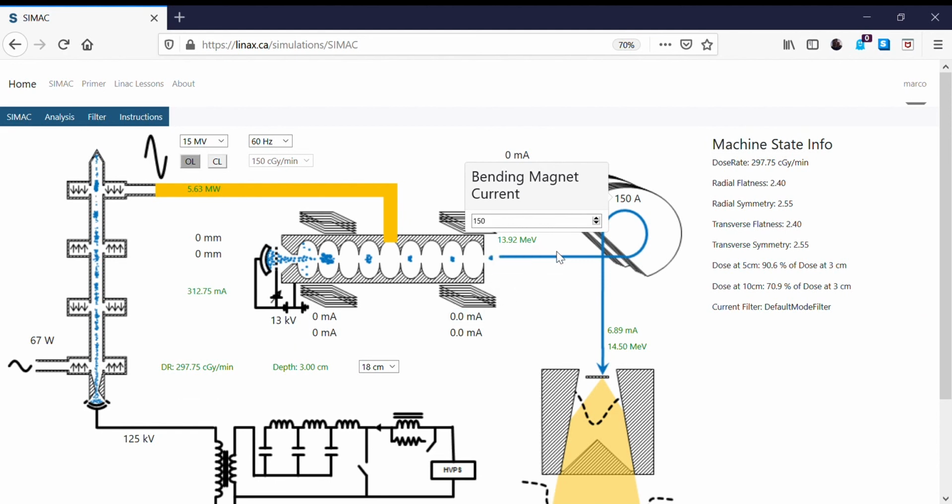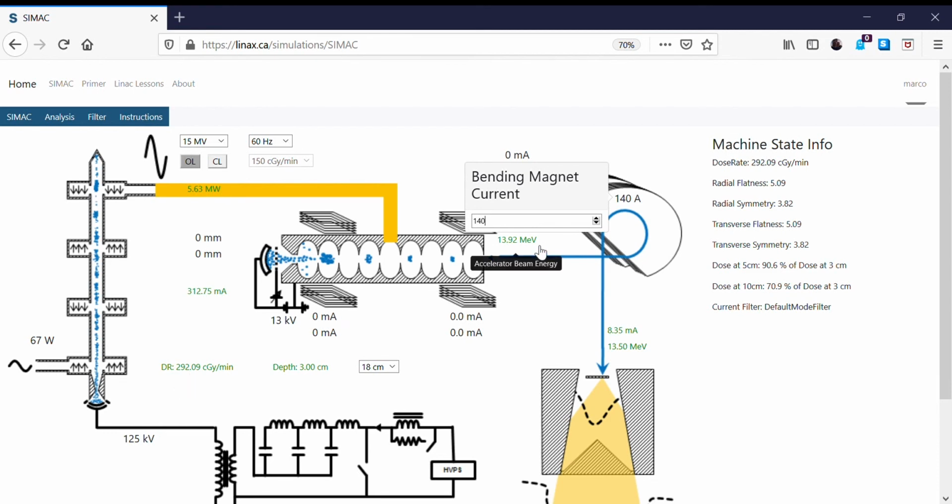I can probably decrease this even further. Let's go to 145. Now we're going to get a dose rate of 455. Let's go even further, so we go to 140. Dose rate now drops off again.